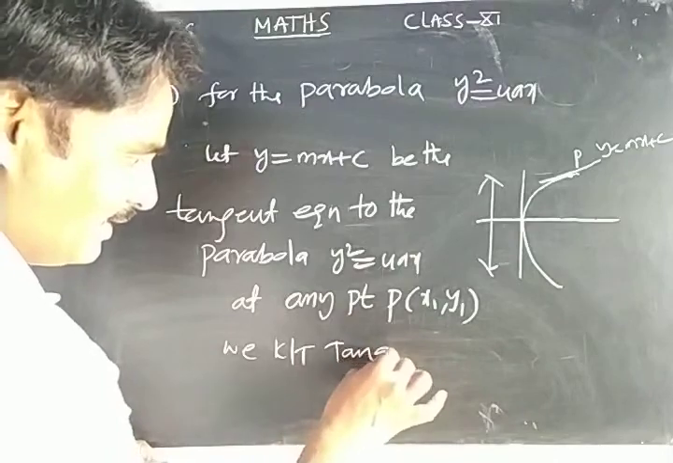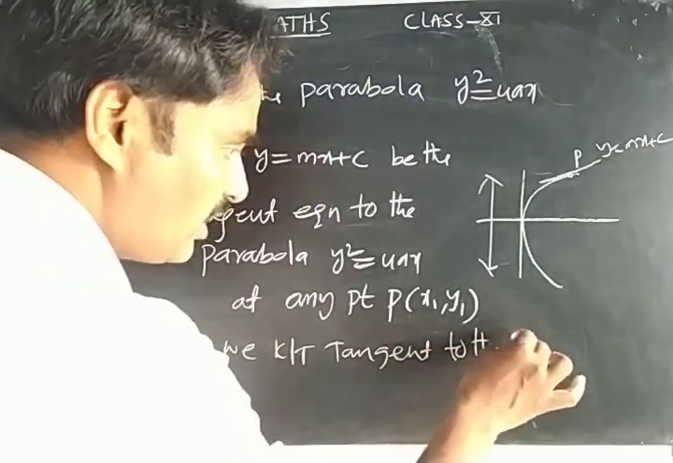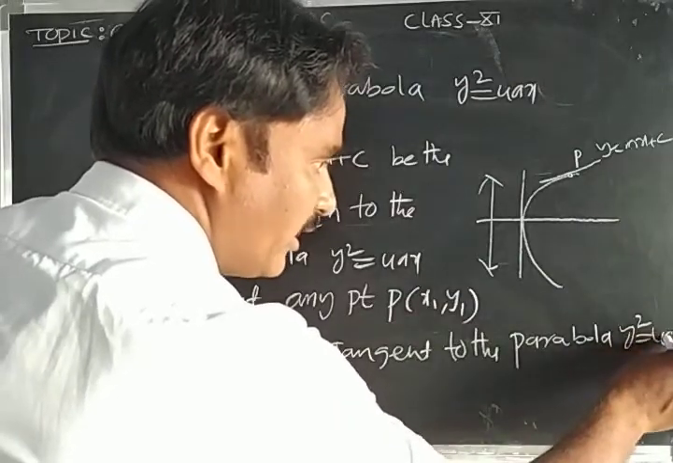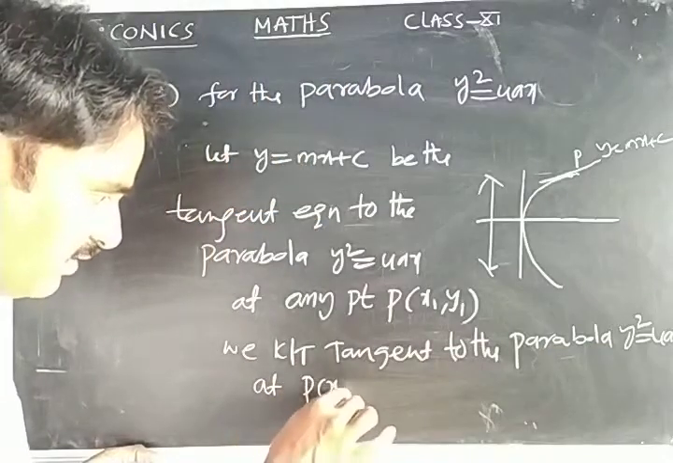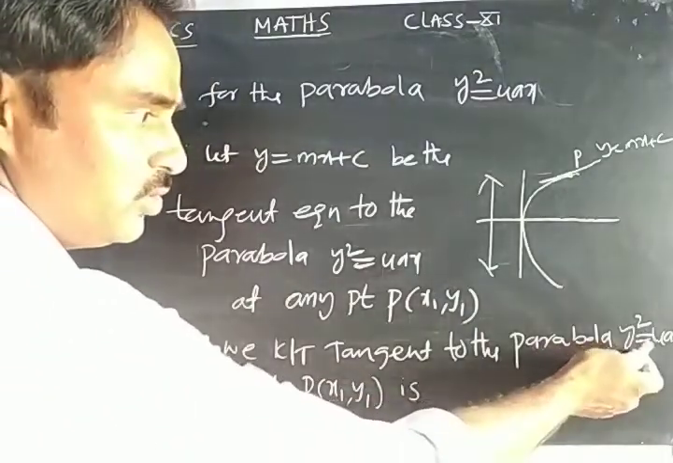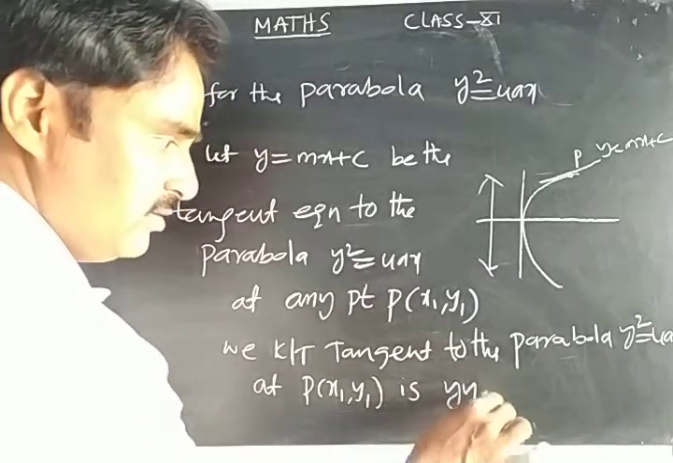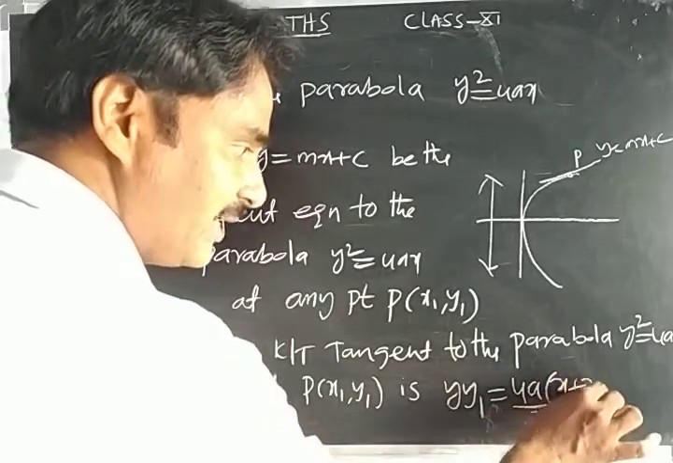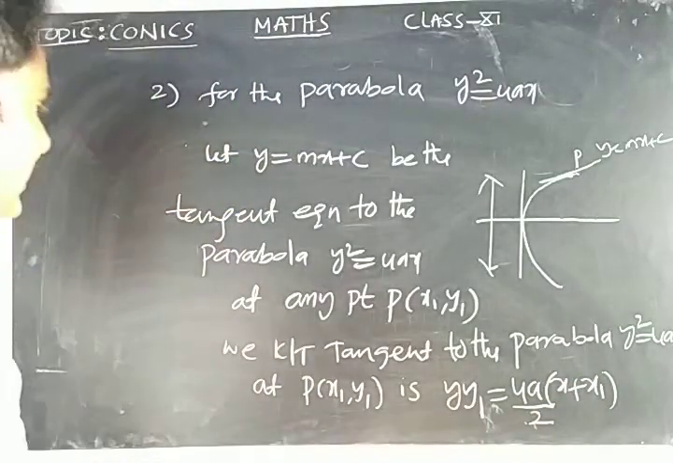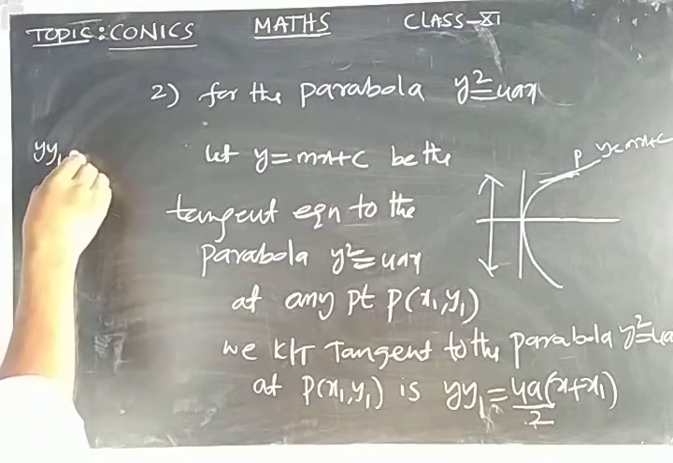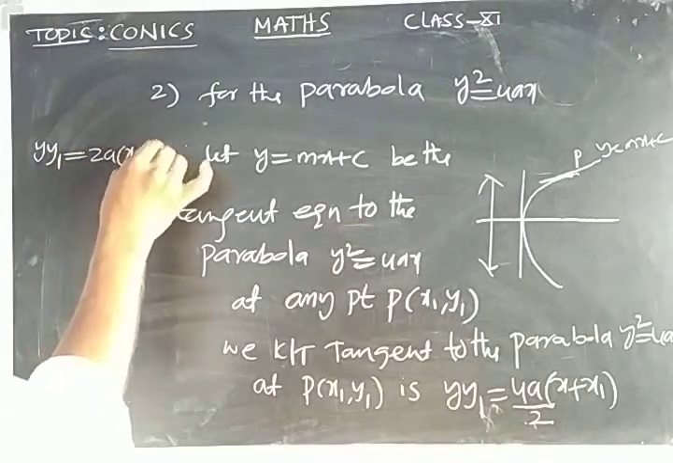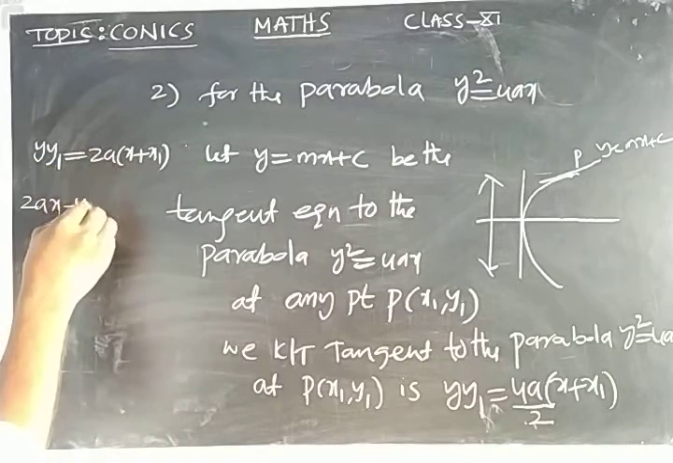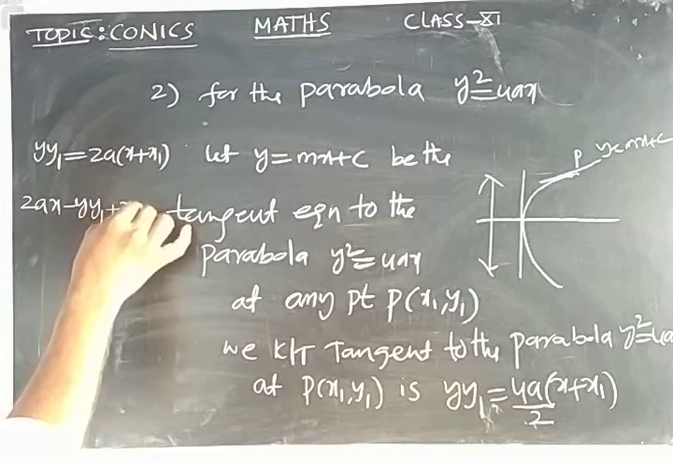We know the tangent to the parabola y square equal to 4ax at P (x1, y1). How do we derive the equation? If you have y square, write y y1. If you have an x or y term, write x plus and divide the coefficient by 2, and in place of x write x plus x1. Now you can get one equation here: y y1 is equal to 2a of (x plus x1). Write it in proper form, first the x term, next the y term, next the constant. What you get: 2ax minus y y1 plus 2ax1 is equal to 0.